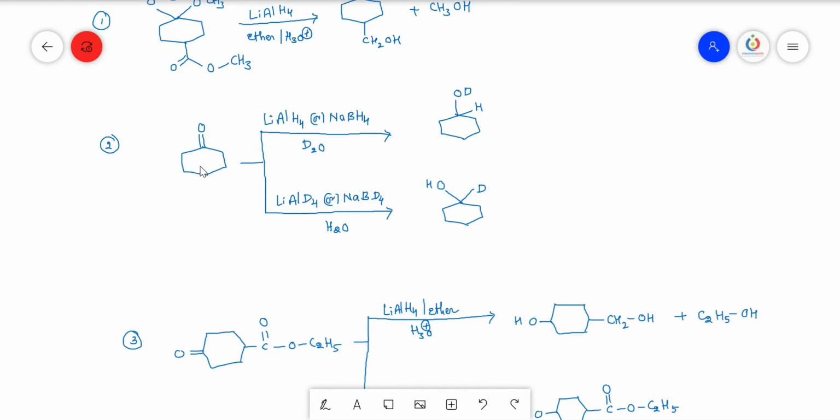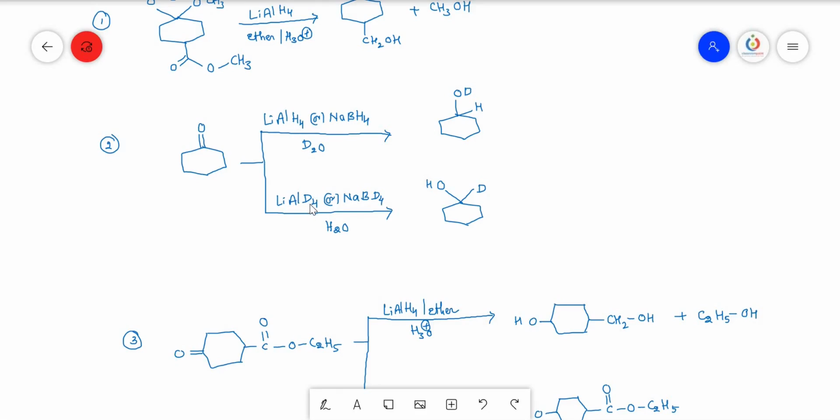Now take one important reaction, that is a cycloketone. In this cyclohexanone, when you use lithium aluminum hydride and sodium borohydride, we know that H minus ion comes from both of these reagents. So H minus ion attacks the carbonyl carbon, shifts the pi electrons to the oxygen, so that oxygen gets the negative charge. Later this will be protonated with the solvent. Here the solvent is deuterium oxide, heavy water, so D will be added to the oxygen. So we get this molecule.